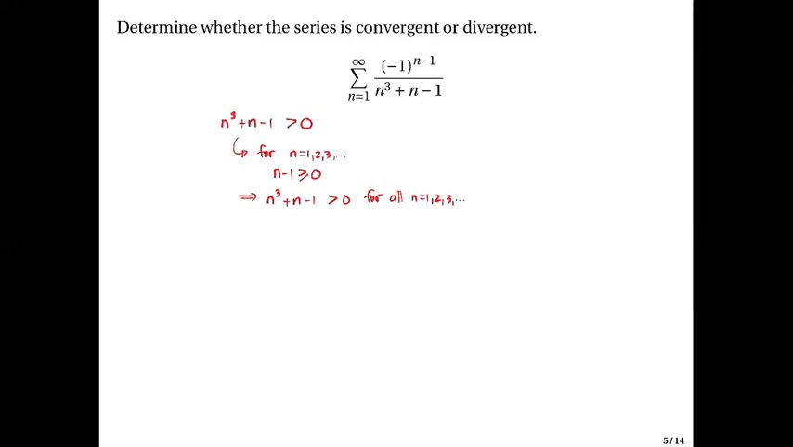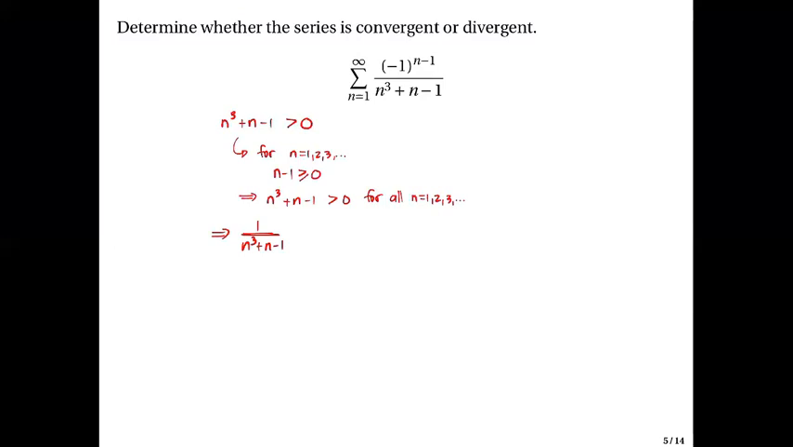So what does this mean? This is positive, okay? Which means that 1 over this guy here is positive. And then you have the term -1 raised to n minus 1. Therefore, this guy here is an alternating series, okay? So let us write those details. Here you have your 1 over n cubed plus n minus 1.